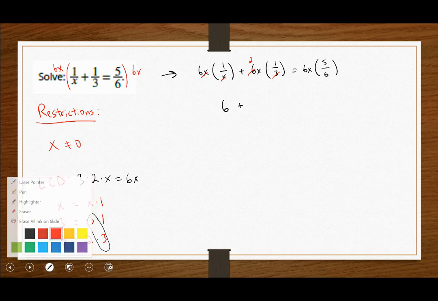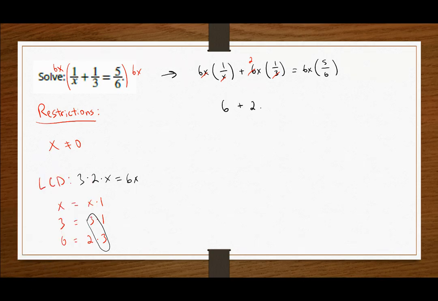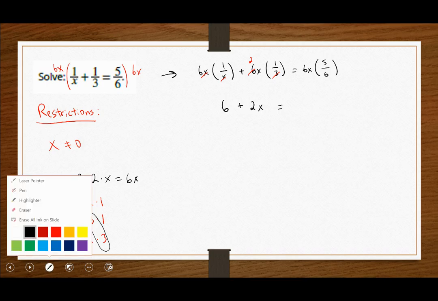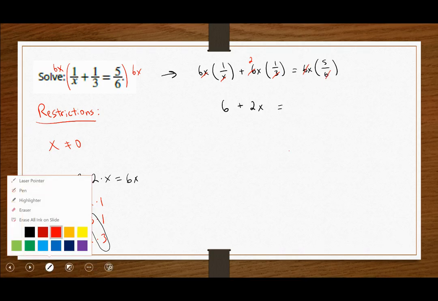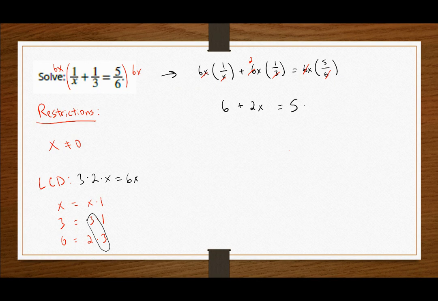And we also have the product of the other terms here, giving me 2x. On the right-hand side, again, we have some of the factors canceling, so 6 and 6 cancel, leaving me with just 5x. So again, which question would you rather solve, the original or this nice, easy linear equation? So now we can just use our regular properties of equality to solve.